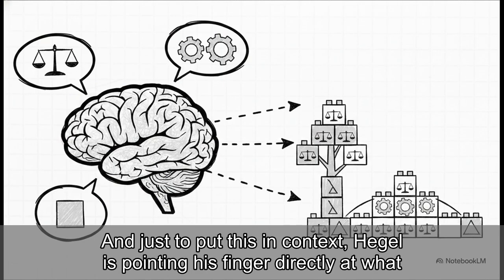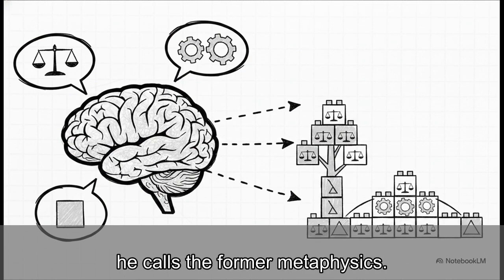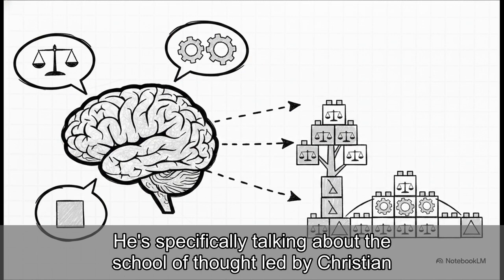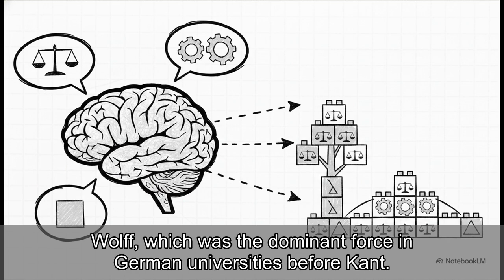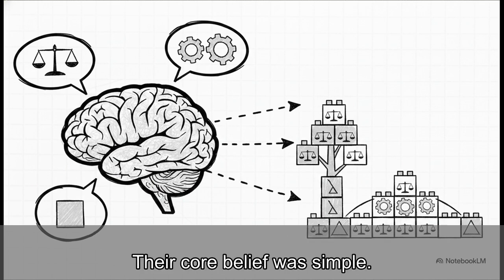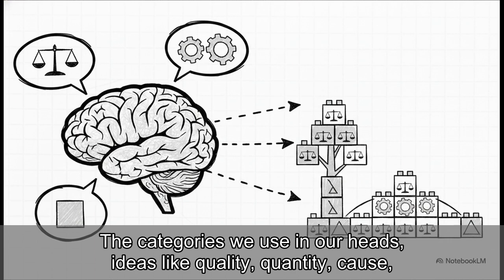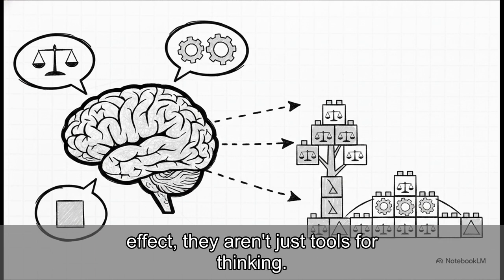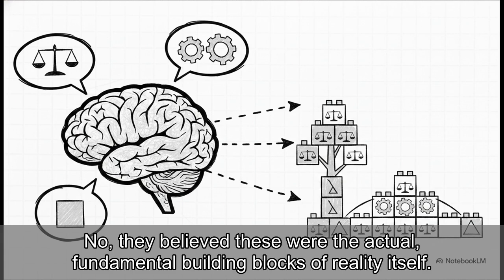And just to put this in context, Hegel is pointing his finger directly at what he calls the former metaphysics. He's specifically talking about the school of thought led by Christian Wolff, which was the dominant force in German universities before Kant. Their core belief was simple. The categories we use in our heads, ideas like quality, quantity, cause, effect, they aren't just tools for thinking. No, they believed these were the actual, fundamental building blocks of reality itself.